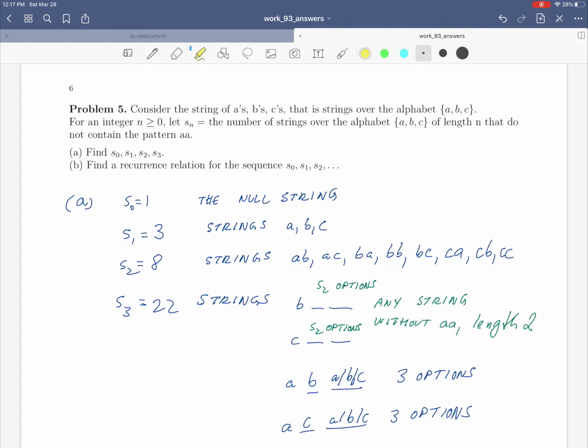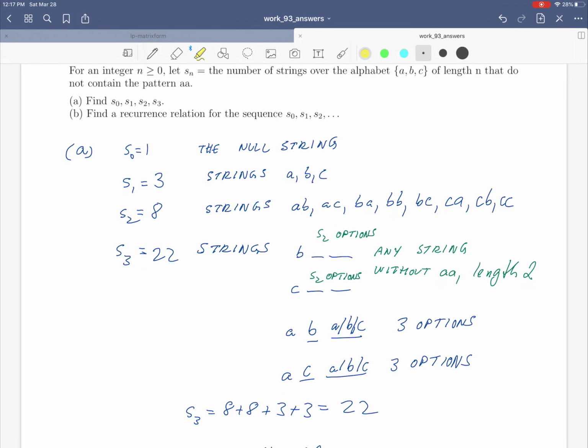Alright, so for part A, S0 is 1. Why? Because we have the null string of length 0, so that's that one string. S1 is 3 because we have the strings A, B, C. S2 is 8, and I listed all the 8 strings which have 2 symbols but no AA, so AA is missing from that list. S3 is 22.